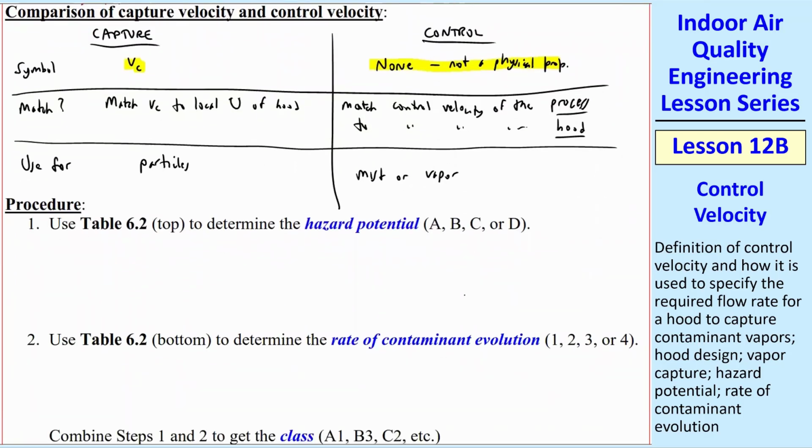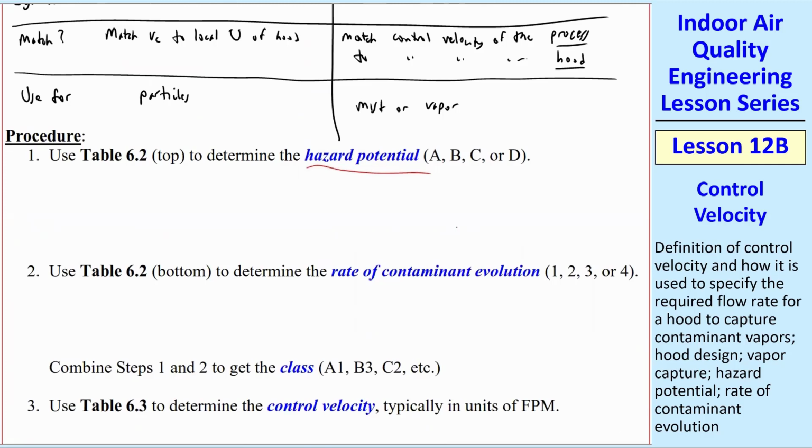Table 6.2, the top of it, is used to determine something called the hazard potential, the letter A, B, C, or D. This is based on the chemical properties like PEL, flash point, etc. And you always choose the worst case. What I mean by that is you choose the most hazardous. In other words, we're being conservative.